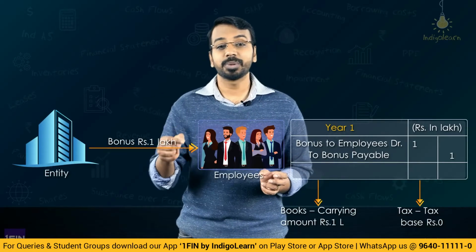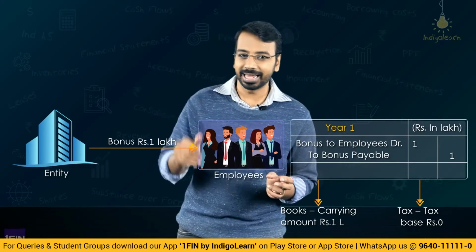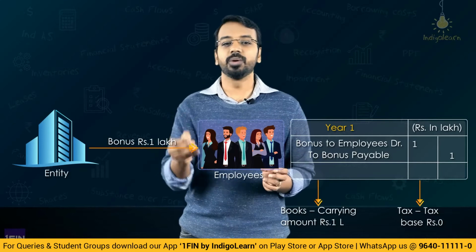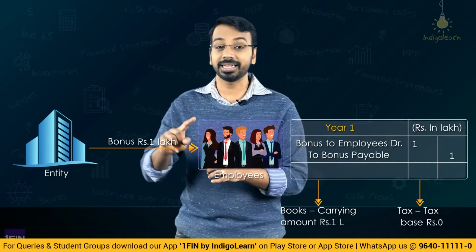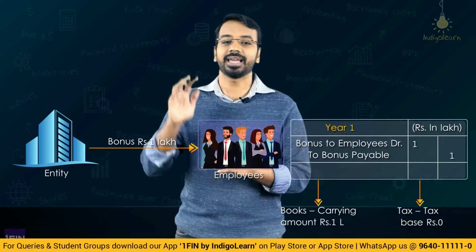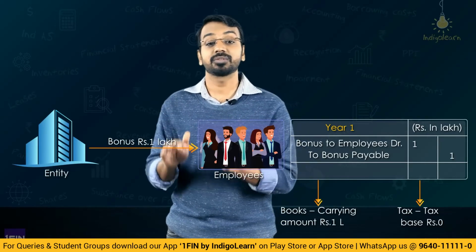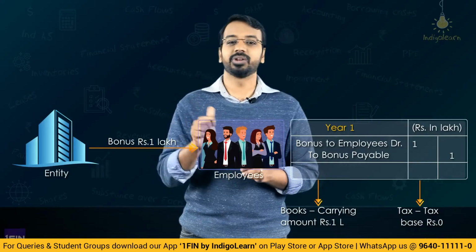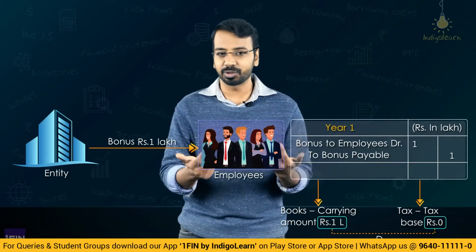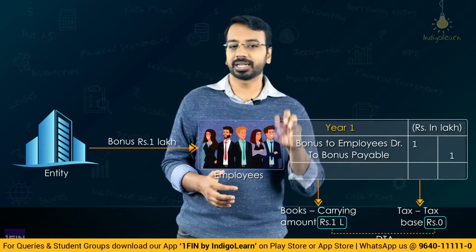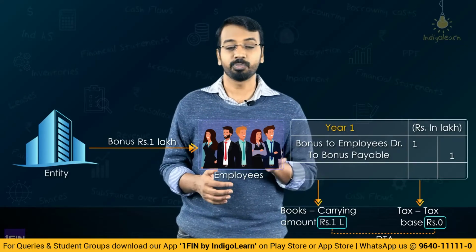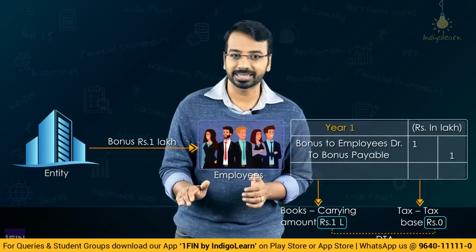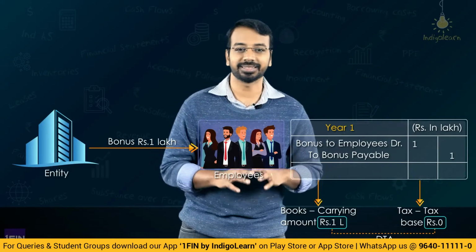Now, because the tax base of the liability is less, you will recognize a deferred tax asset. If the tax base of the asset is higher, then you will recognize an asset. And if the tax base of the liability is lower, then you will recognize a deferred tax asset. The other way to understand this is, in the books, we have recognized the expense, but we did not get the deduction. So, we paid higher taxes now. In the future, we will pay lower taxes and hence there is a deferred tax asset.